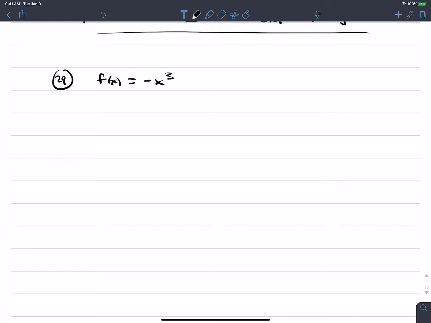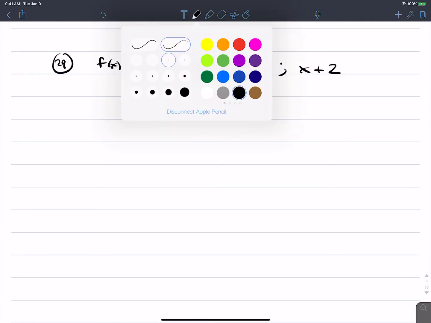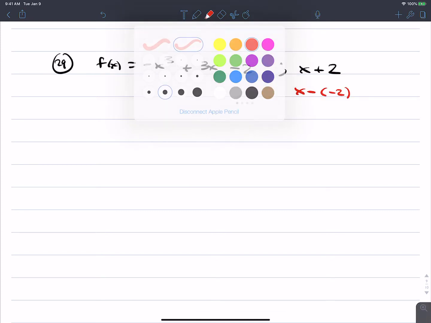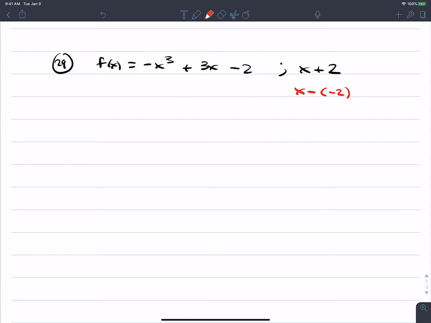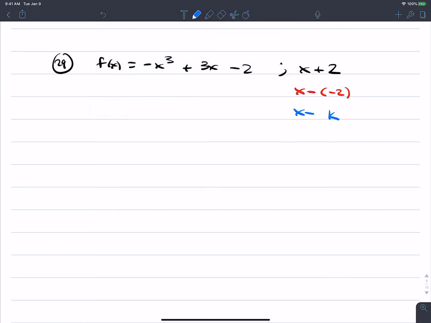f of x is minus x cubed plus 3x minus 2. We have x plus 2. So they want us to check to see whether x plus 2 is a factor. Now remember, we write this as x minus a, so minus 2. And since we're checking x minus k here, we know that k will be negative 2. So I bring down the negative 2 here.